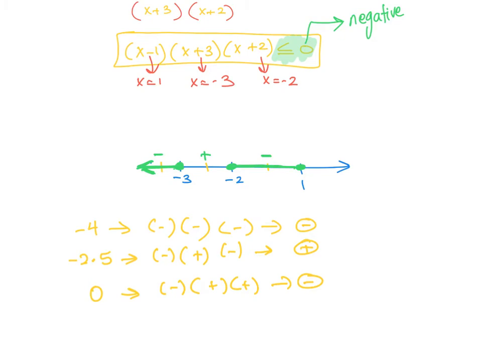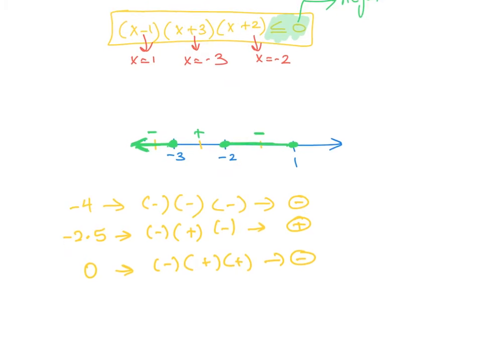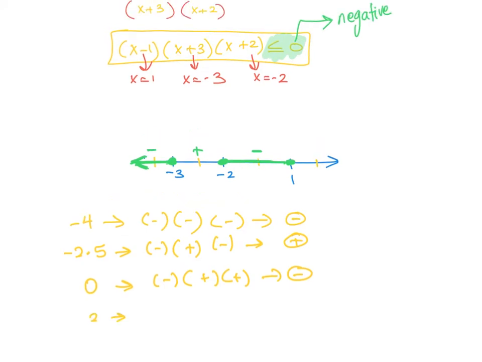Now, the fourth place I need to test is something greater than 2. So let's test 2. 2 minus 1, that's positive. Then 2 plus 3, that's positive. And then 2 plus 2, that's positive, which will give me plus times plus times plus is positive. So that means if I take a number that is greater than 1 and I plug it in my inequality, that will give me something that's positive, and I don't want that.